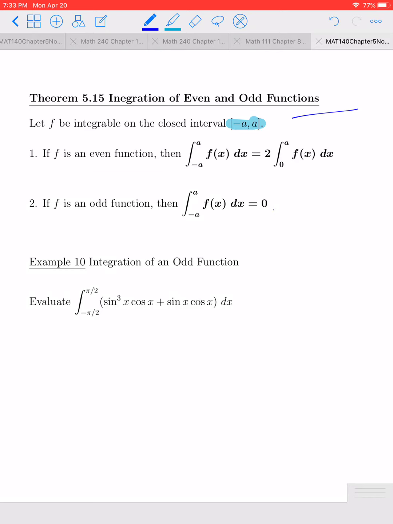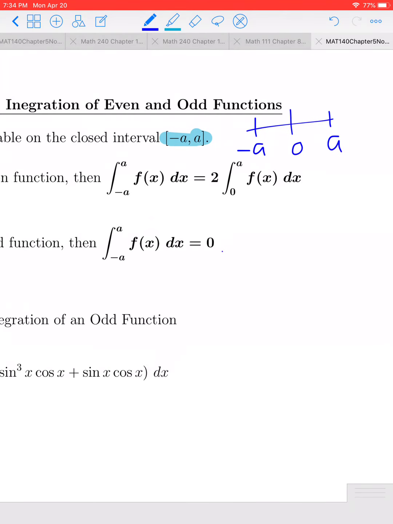So if you're on the x-axis, whatever positive distance we're going to the right, we're going the same distance to the left. So we're looking at an interval specifically of this type. If f is an even function, then the definite integral from negative a to a of f of x dx is equal to twice the definite integral from 0 to a of f of x dx.